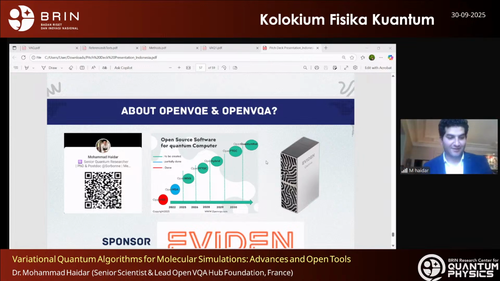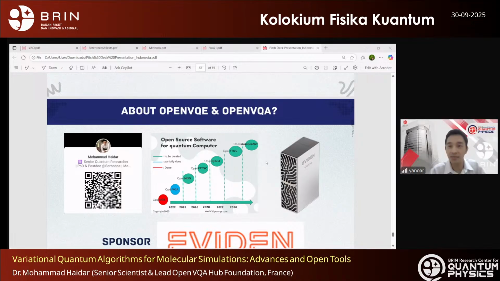Okay. The next question is from Dr. Sudrajat. Thank you for a nice presentation. He asks, what is the capability of VQE in treating excited states? For example, for the calculation of excitation energies and electronic transitions compared to traditional DFT, for example, or time-dependent DFT.